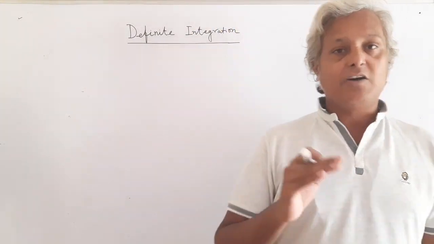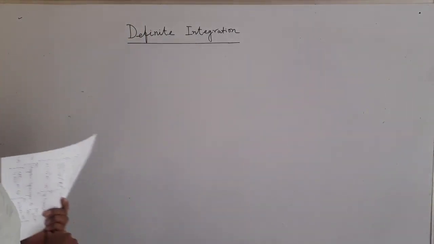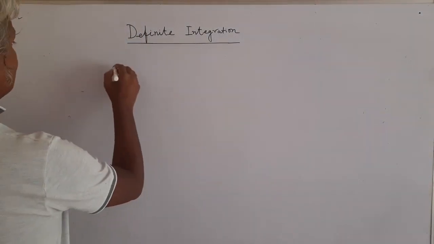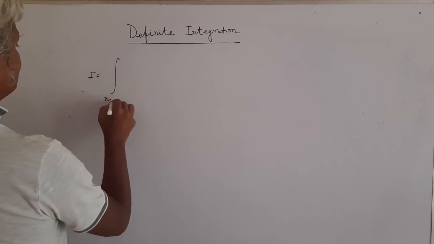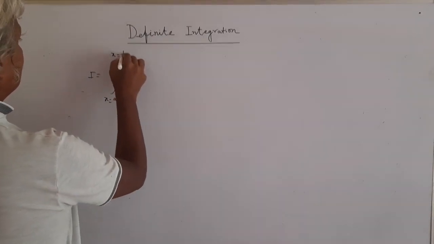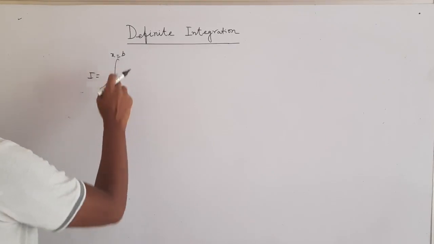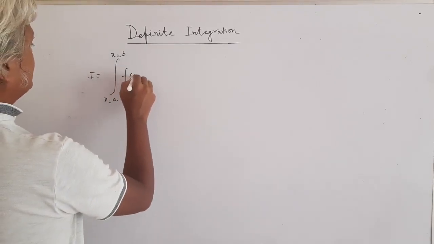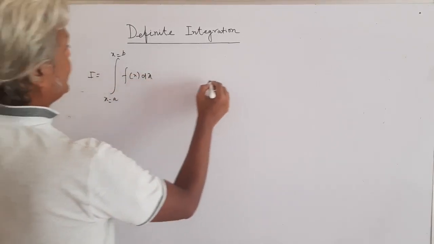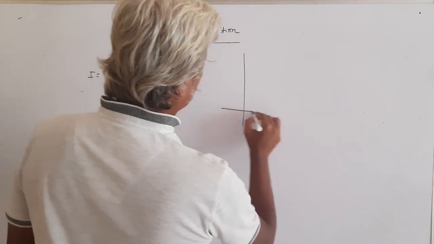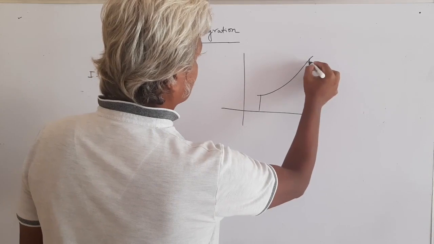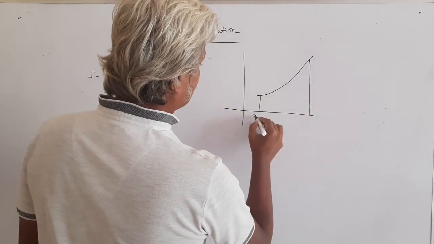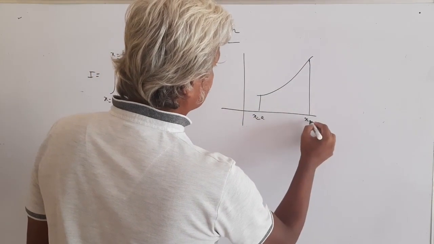So these properties. Now we have studied that when we write the definite integral from x is a to x is b of f(x) dx, we are actually trying to find out the area of the function, or the area enclosed by the function, in the range of x is a to x is b.